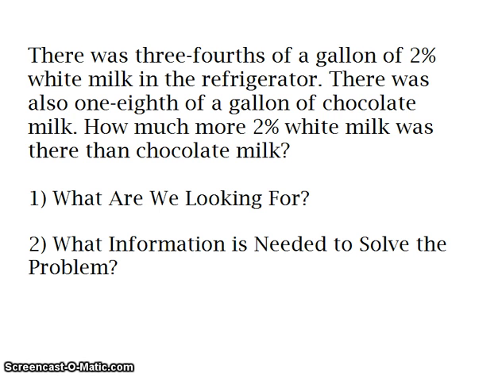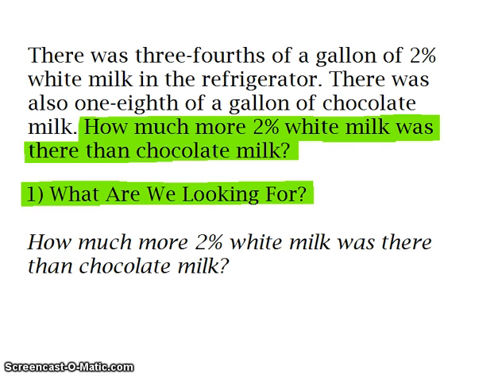Again, our problem-solving strategy, number one, we are going to figure out what we are looking for, and 2, we need to see what information is needed to solve the problem. So what are we looking for? We are looking to see how much more 2% white milk there is than chocolate milk.